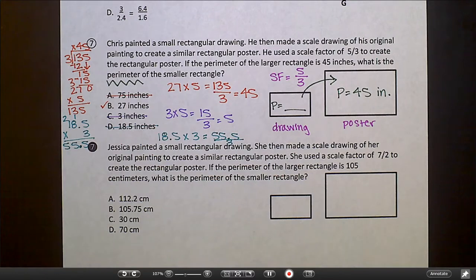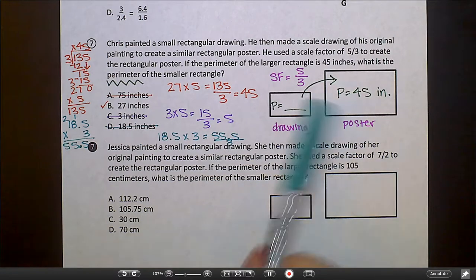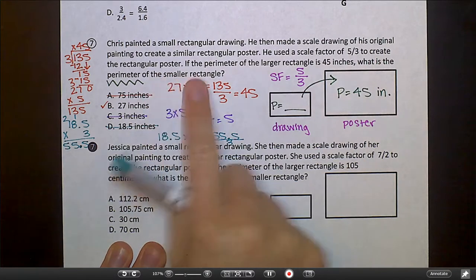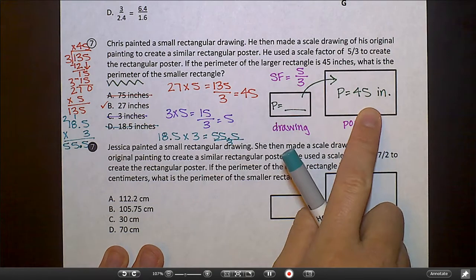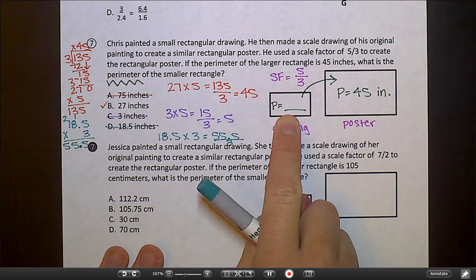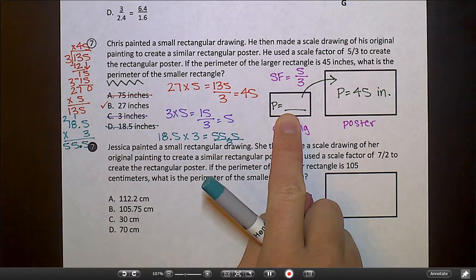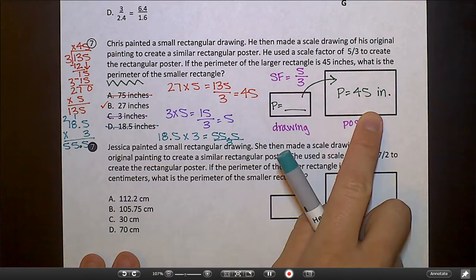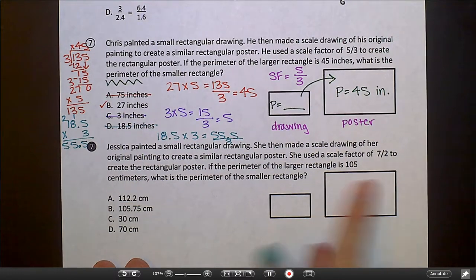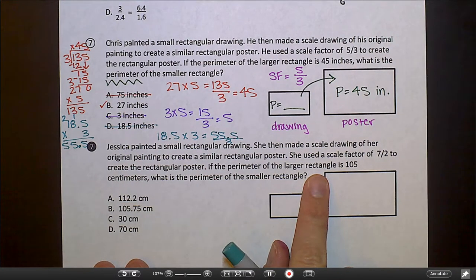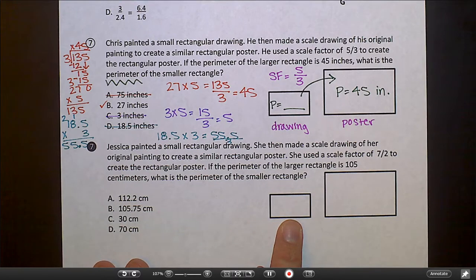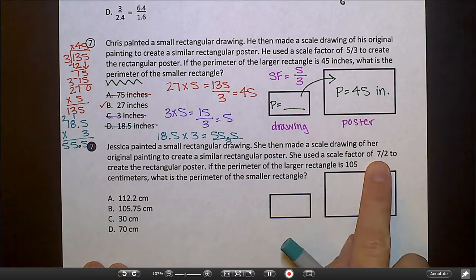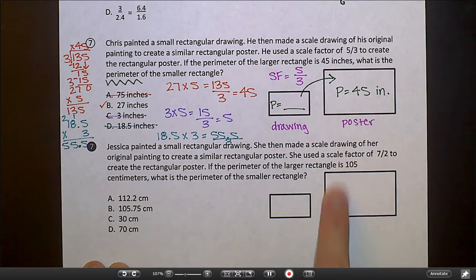So all we have to do on this problem is first realize that the larger rectangle is 45 inches. So I'm actually trying to find the smaller one, not the larger one. So I just need to see which one of these can I multiply times 5 and divide by 3 to get 45. So you're going to do the same thing down here. It's still going to give you the perimeter of the larger rectangle. You're still going to be looking for the small one. And you're going to say, which one of these perimeters can I multiply times 7 and divide by 2 to get this perimeter? That's all we're doing on that one. So please pause the video and move on to number 7 and then come get it stamped.